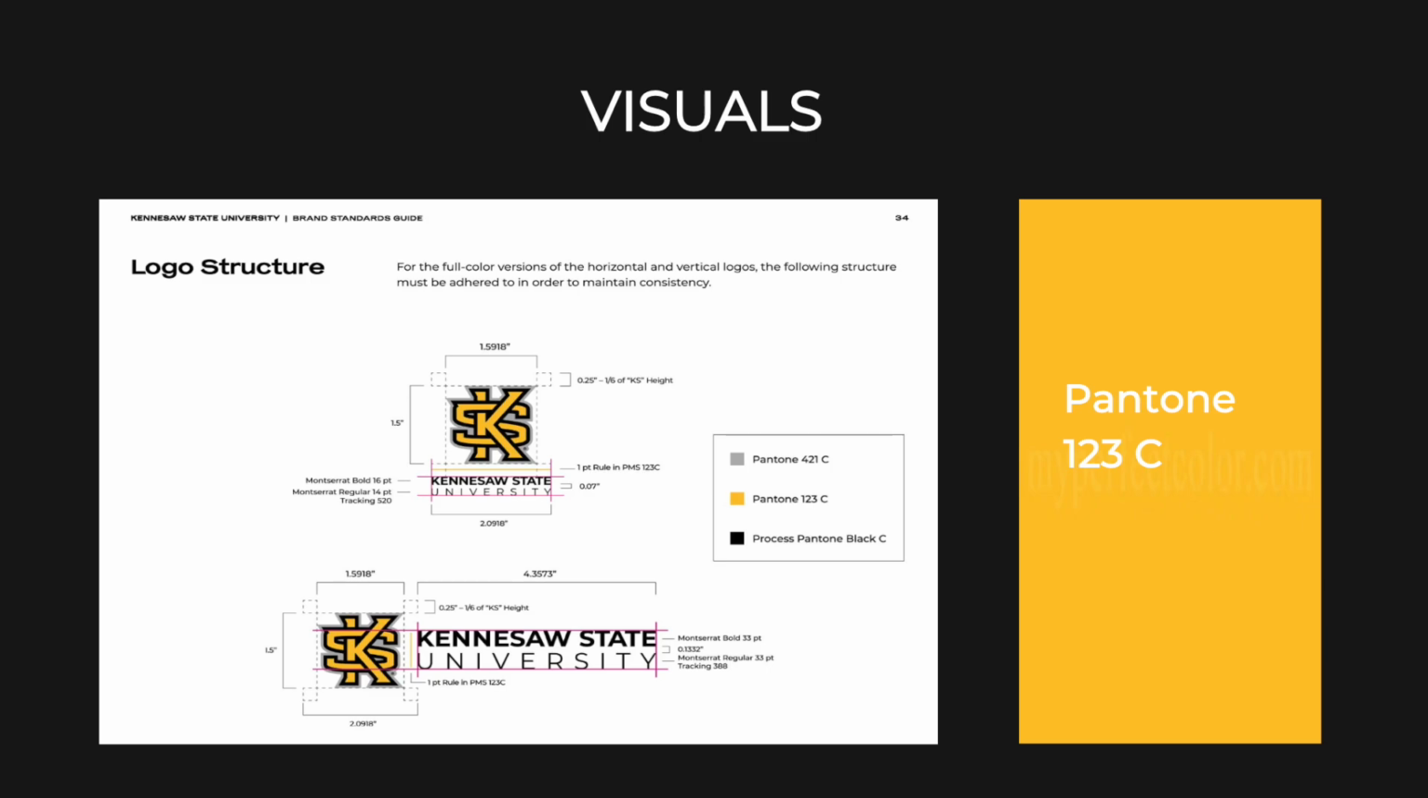To do this, we referred to the university's branding guidelines for inspiration. Some specific details we included are the font, Montserrat, the memorable KSU yellow, and of course the KSU logo.